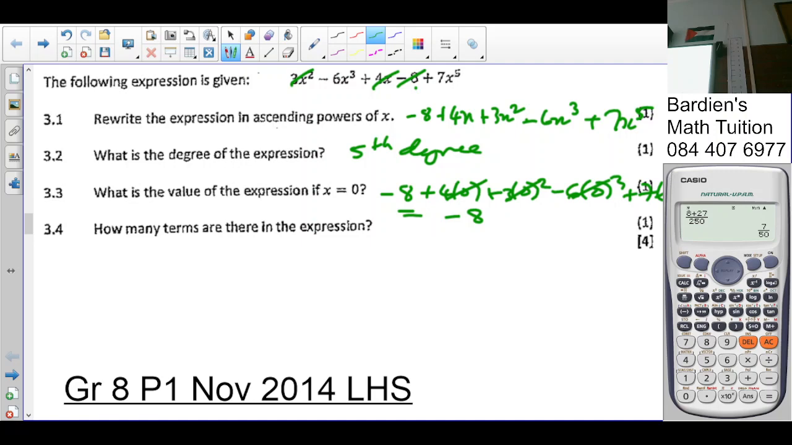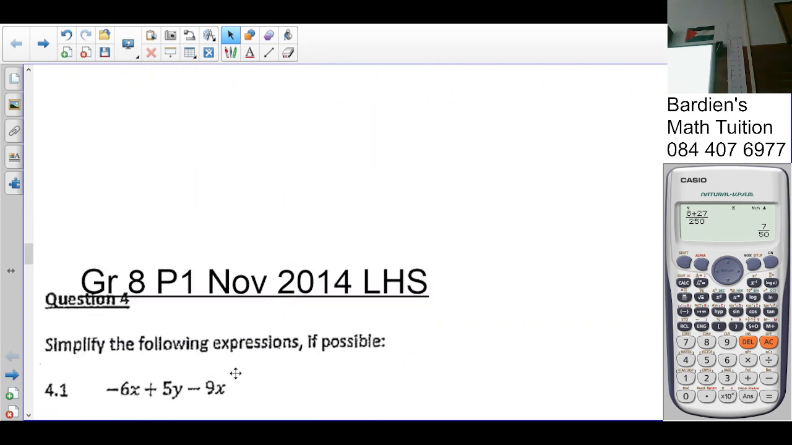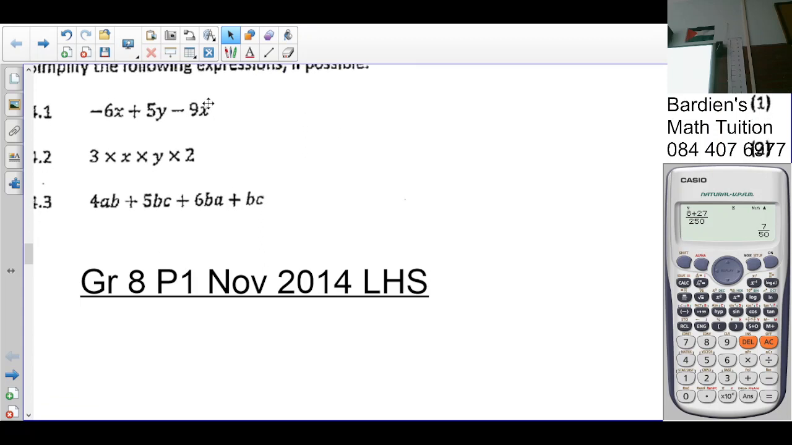Okay. Then how many terms are there in the expression? There are 5 terms. What separates terms? Positive and negative signs separate terms. Okay. Any confusion at this point? Alright, next. In 4.1 it says simplify the following expression if possible.